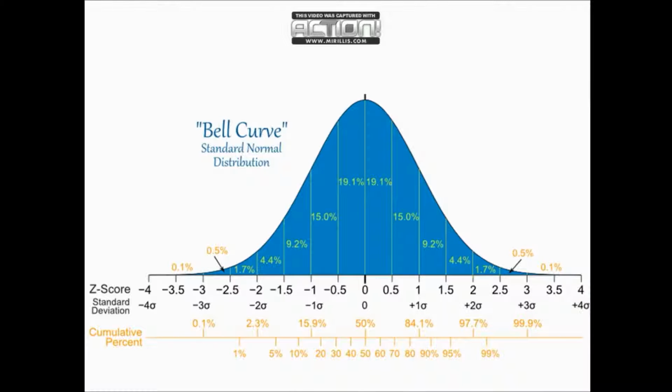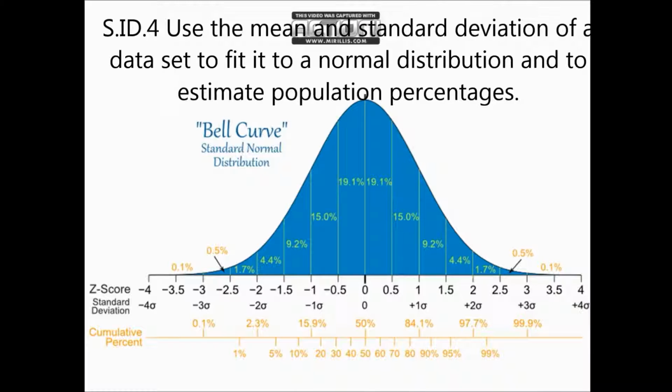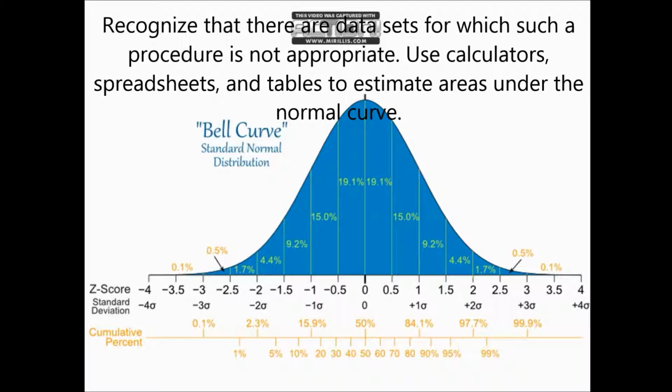SID, interpreting categorical and quantitative data. SID 4, use the mean and standard deviation of a data set to fit it to a normal distribution and to estimate population percentages. Recognize that there are data sets for which such a procedure is not appropriate. Use calculators, spreadsheets, and tables to estimate areas under the normal curve.